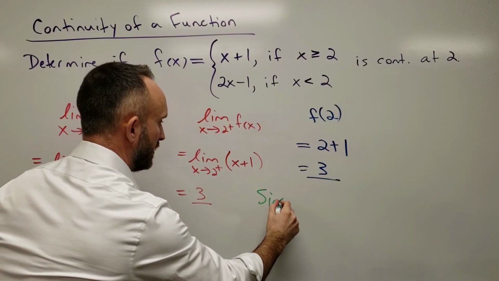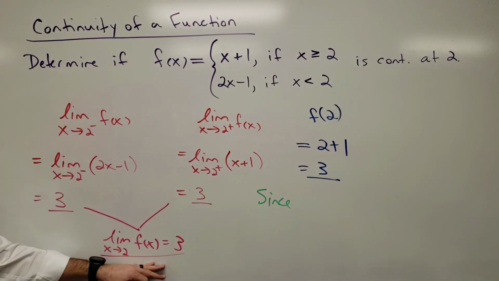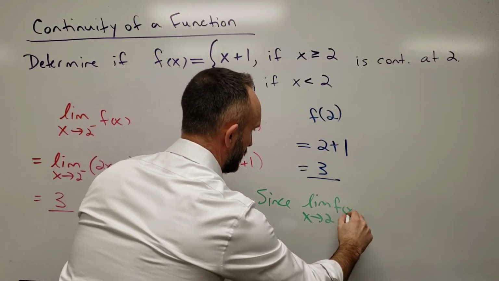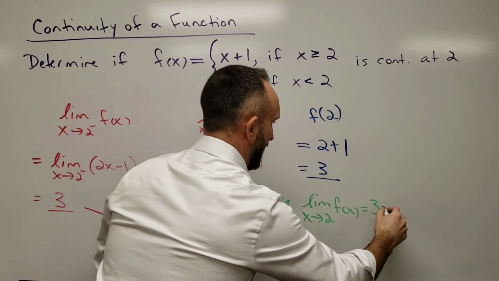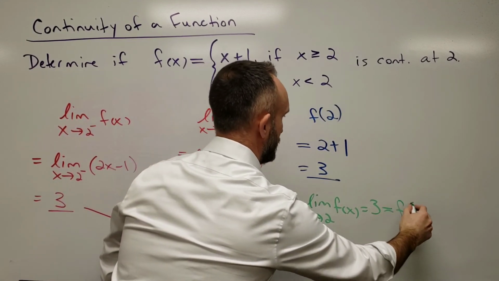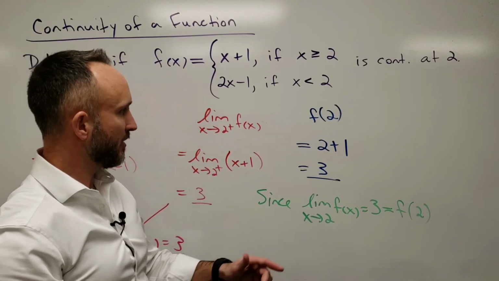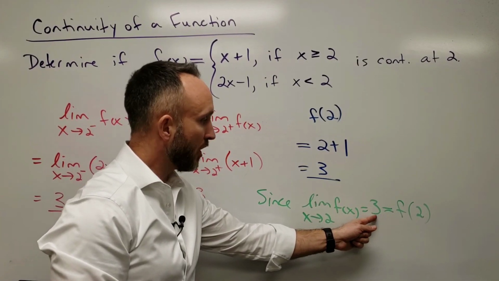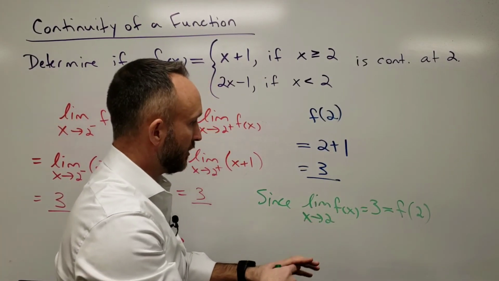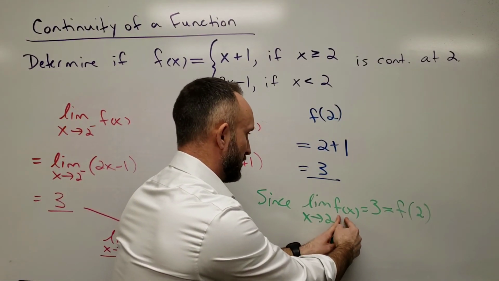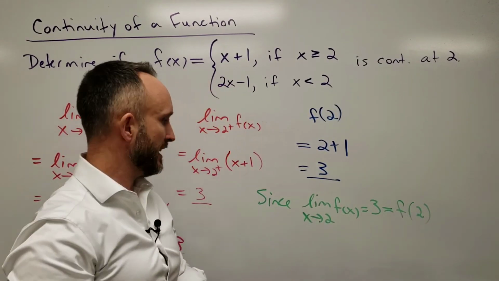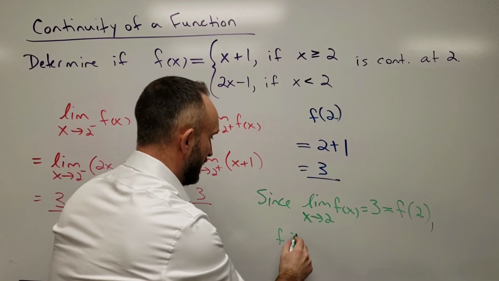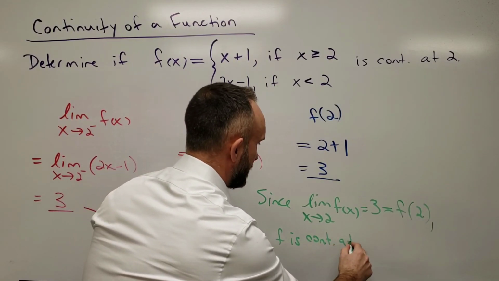Well, since the limit as x approaches 2 from both sides equals 3, and that equals f of 2. So this is a common thing in mathematics. I wrote the limit as x approaches 2 of f of x equals 3, which also equals f of 2. So clearly, the limit as x approaches 2 equals f of 2 because all of these are equal. So since the limit equals the output, f is continuous at 2.